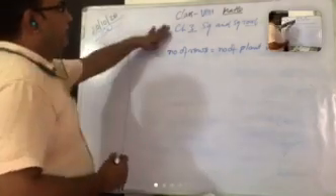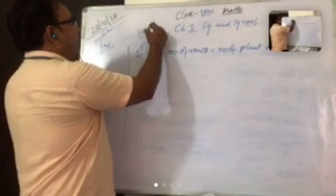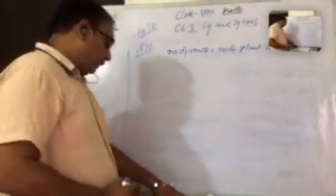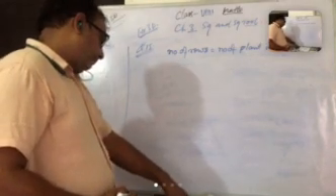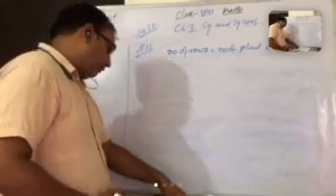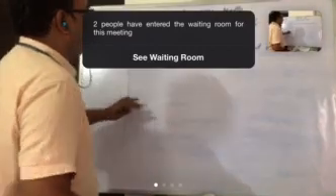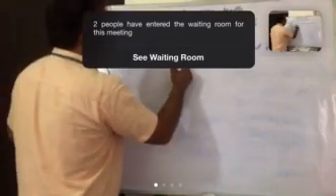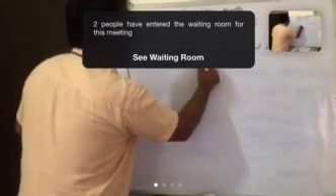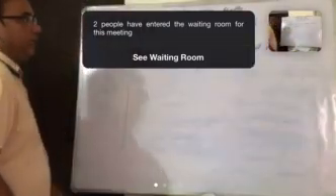Everyone start writing. Write down the date, chapter name, and the chapter number. Sorry, exercise 3D. According to question number 15, the number of rows is equal to the number of plants in each row. Find the number of rows and the number of plants in each row. Then we have to let the number of rows be x. Therefore, the number of plants in each row is also x.